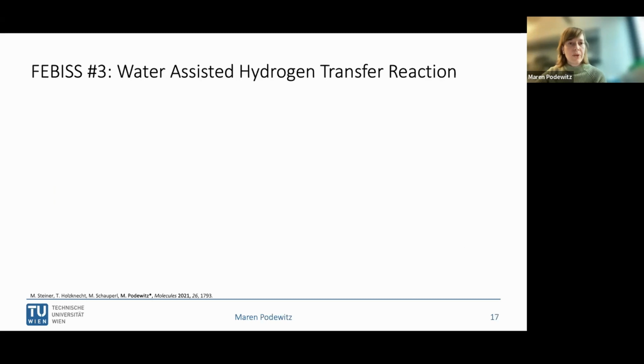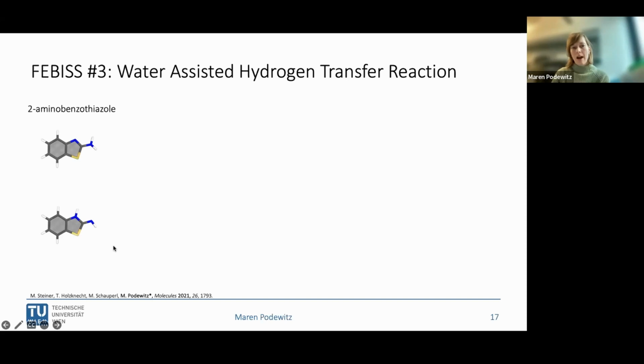Of course, we are not restricted to structures, so we can also look at these 2 tautomers. These are 2 aminobenzothiazole tautomers that can occur in these 2 forms.